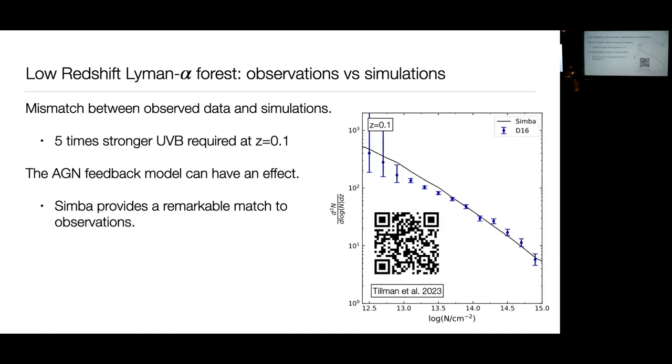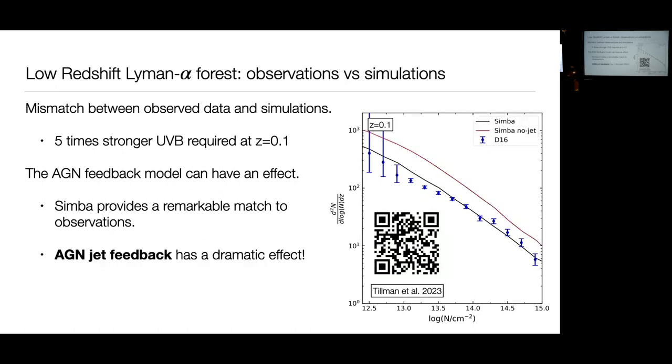Now let's look at a simulation that matches a little bit better. The fiducial Simba results match the observations remarkably well, largely because of the slope that it produces in its column density distribution. What can we attribute this to? Potentially AGN feedback. So let's try removing the AGN jet feedback. Simba is one of the only cosmological hydrodynamic sims that includes jet feedback in its model, which is exciting because when you remove the jet feedback, that is a crazy difference. It's reminiscent of what we saw in TNG, but now it's the same simulation, just removing a tiny subgrid model. So AGN jet feedback can have a dramatic effect.